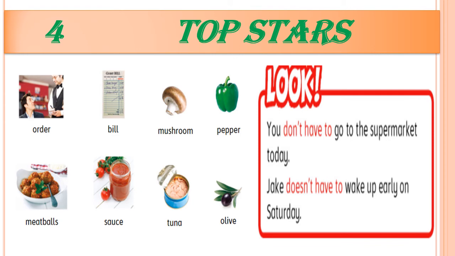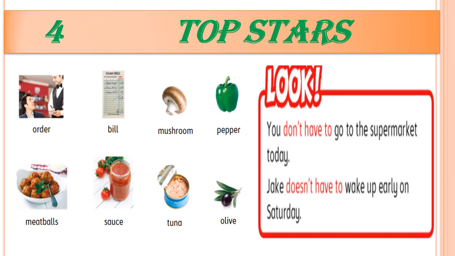Number 3, we have mushroom. Mushroom, it's a kind of vegetables. Pepper, also a kind of vegetables. We have meatballs. This delicious meal, its name is meatballs. The next one, sauce. Also we have tuna. The last one, olive. My students, try to memorize these important vocabularies.